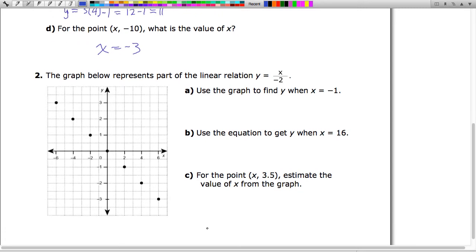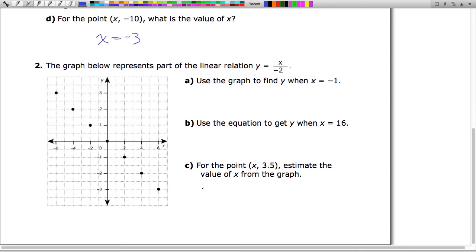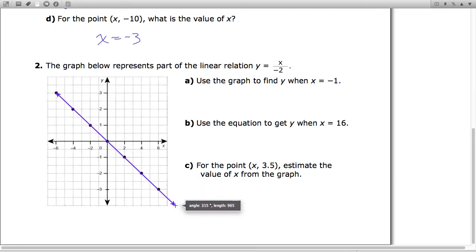So now moving along, taking a look at number 2 here, it says that the graph below represents part of the linear relation y equals x over -2. We want to use the graph to find y when x is equal to -1. So when x is equal to -1, we don't have a point there. So maybe what would be useful is to connect all these points together with a nice straight line. And, whoops, didn't want another line there. Just want to extend this one.